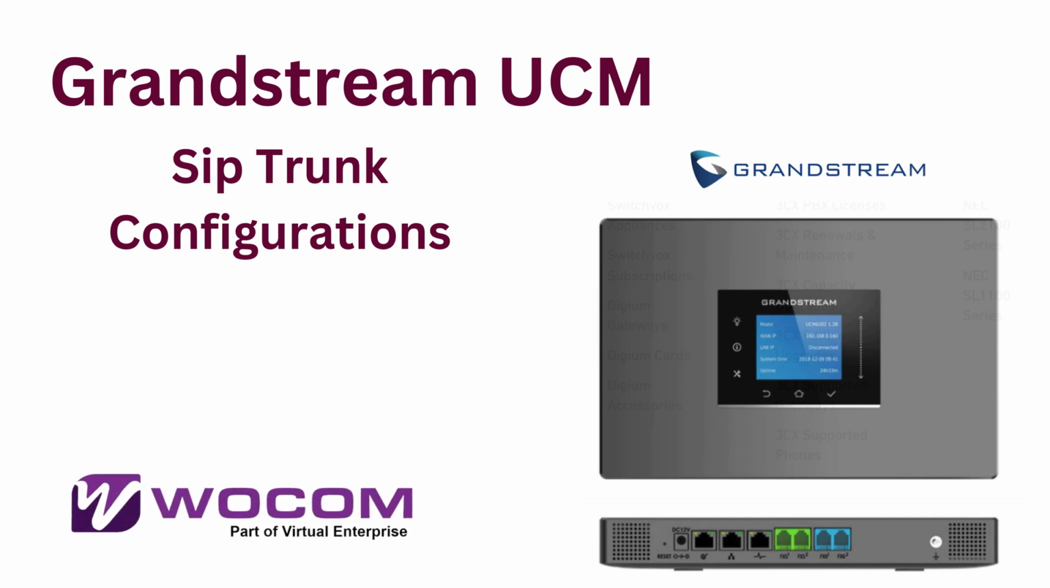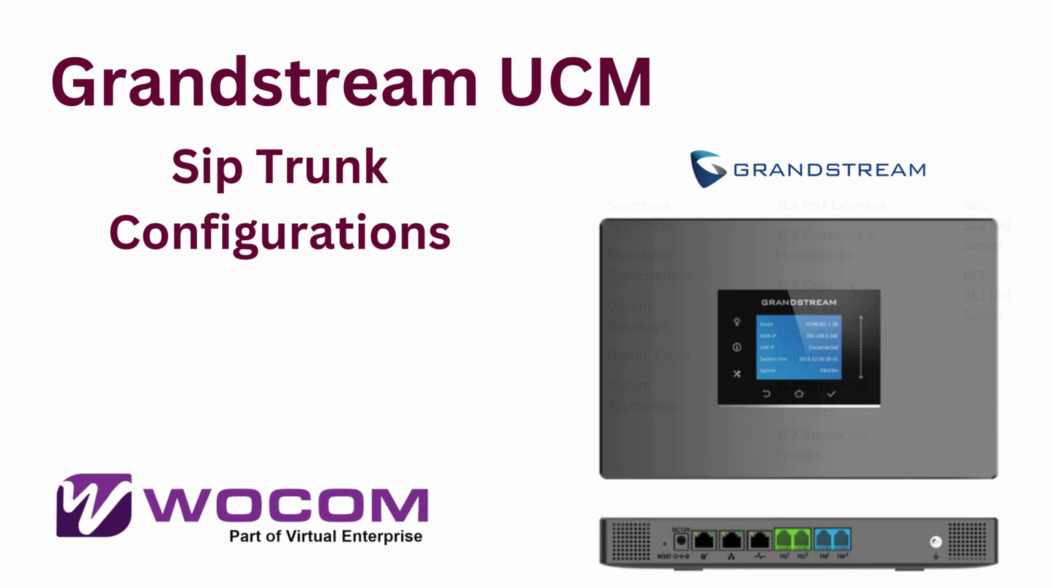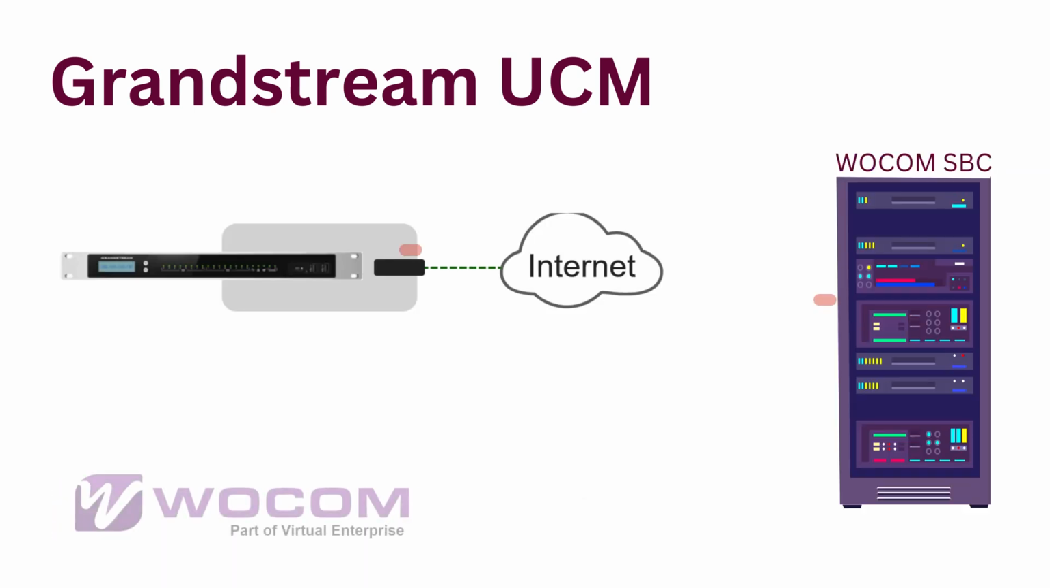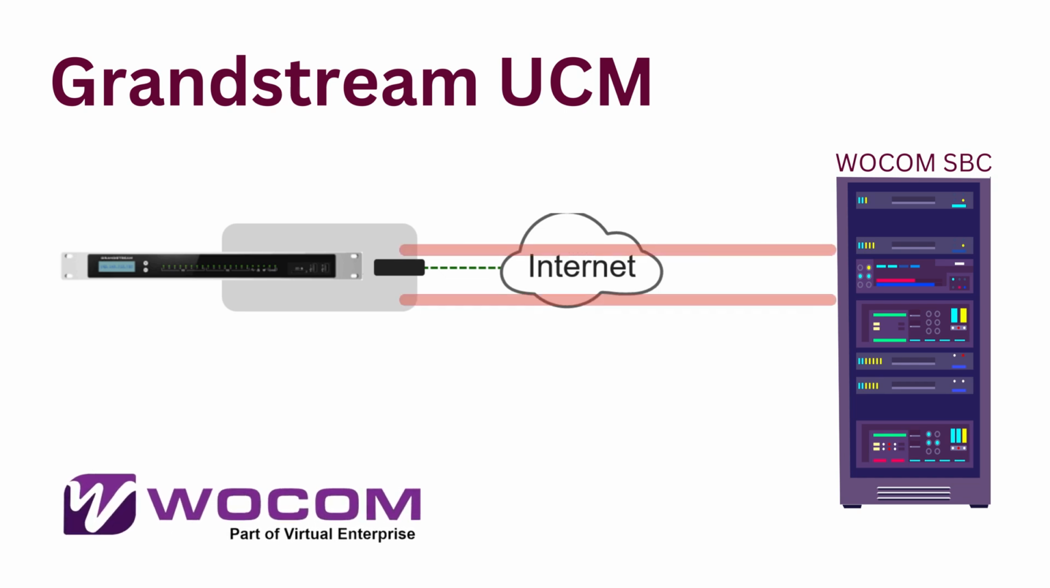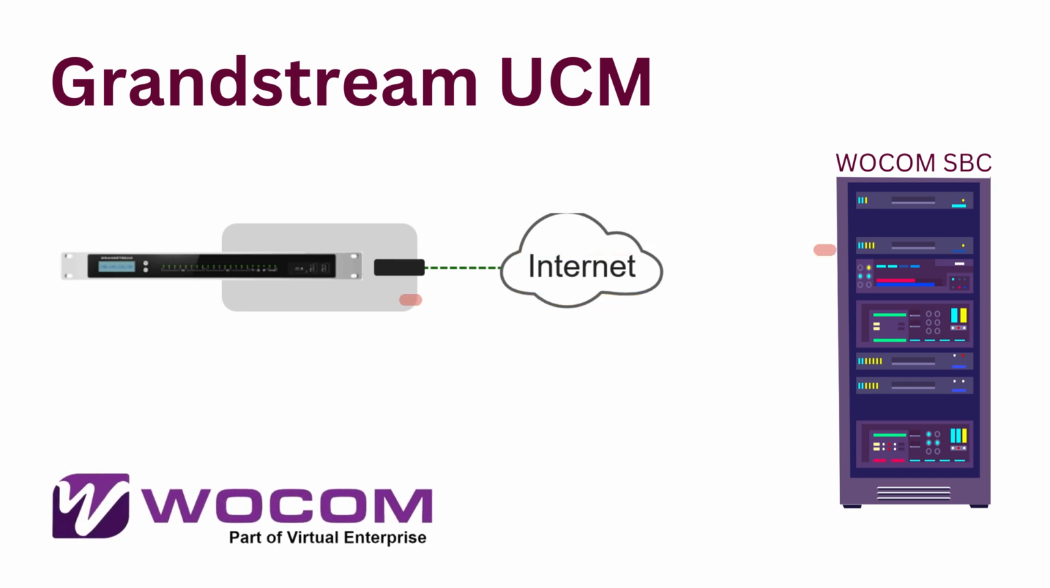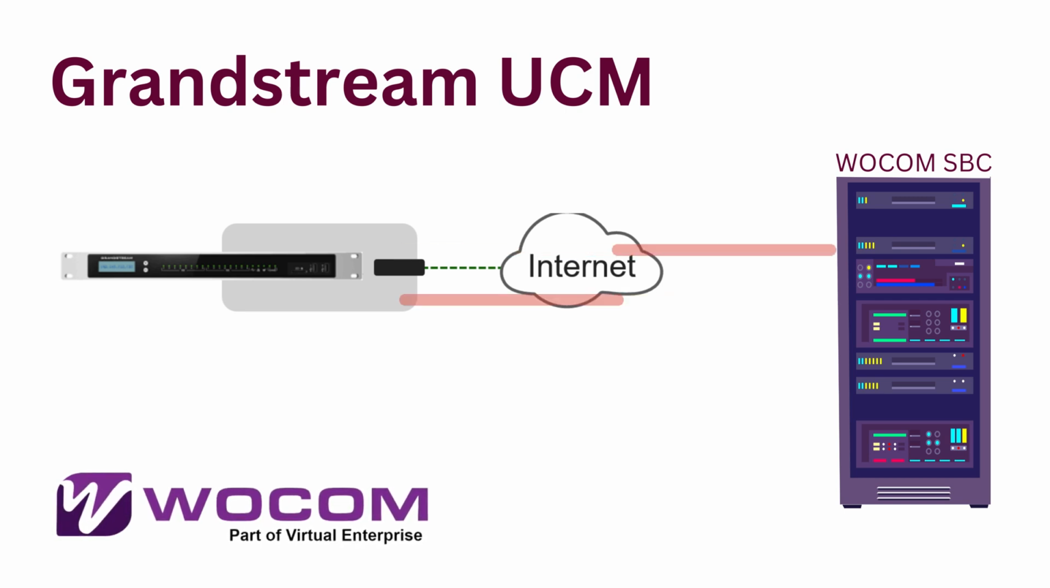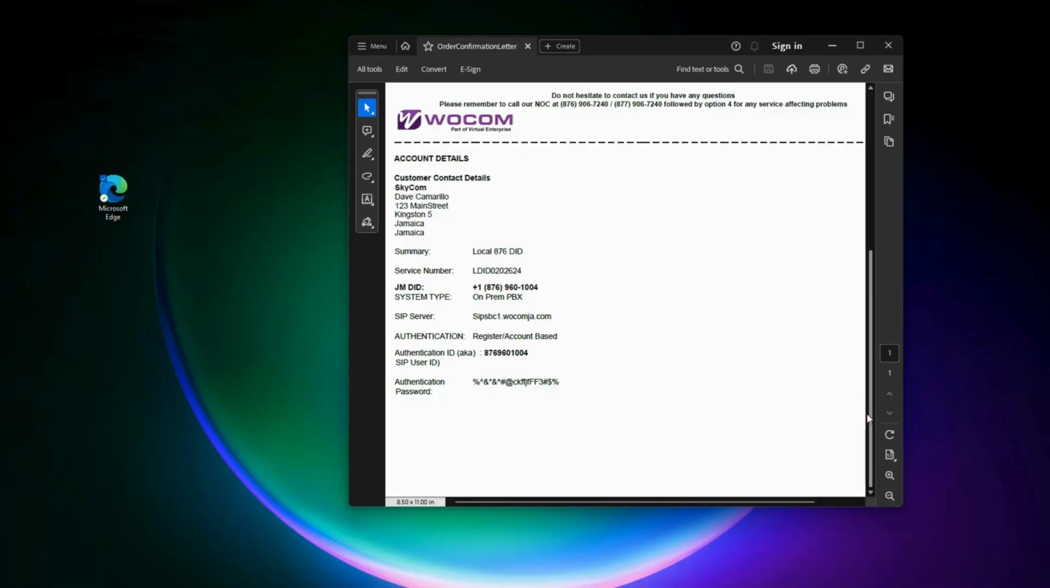In this tutorial, we'll guide you through the necessary steps to register your Grandstream UCM PBX with WOCOM SIP Trunk service. First, ensure that your PBX system is connected to the internet, as it is essential for establishing communication to our session border controller, SBC. Additionally, have your activation details provided by the WOCOM provisioning team ready, as you will need them to configure your SIP trunk later. Let's begin.